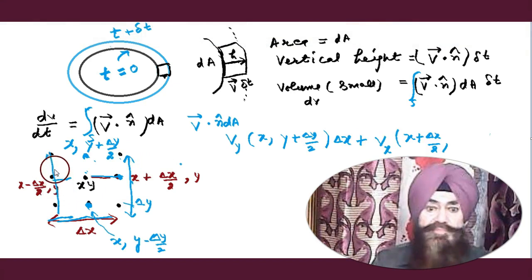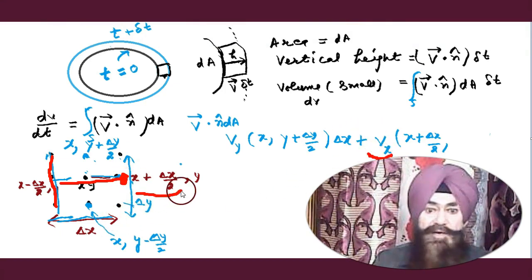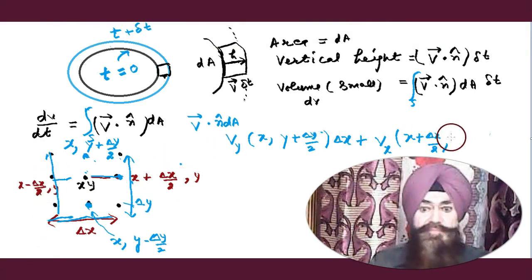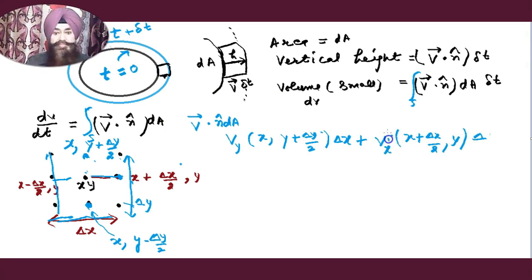Now we are writing this is the area and this is the vertical component. The vertical component means velocity here. It is Vx, and the coordinates are like this, and multiplied by the area. How much is this area from here to here? It is delta y. So into delta y. Plus is not plus, minus, sorry.